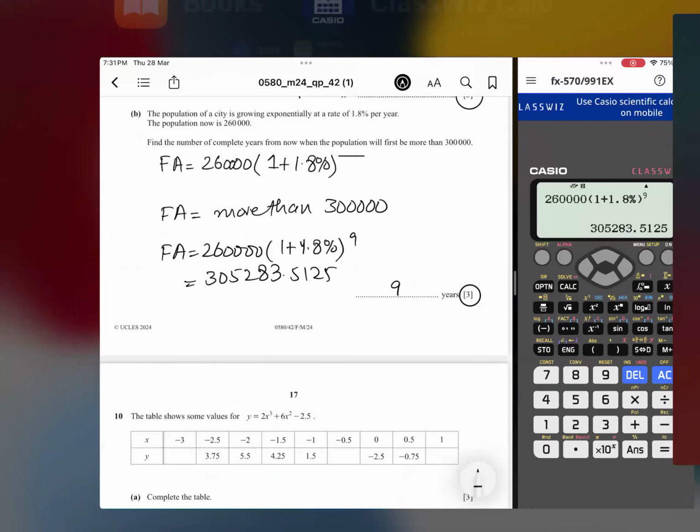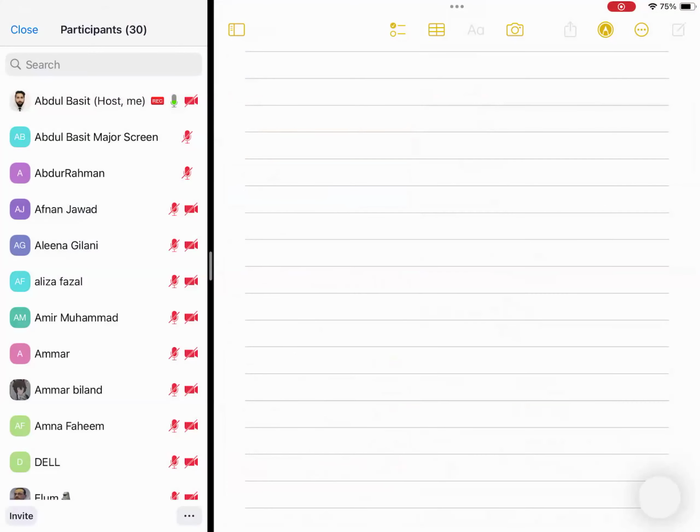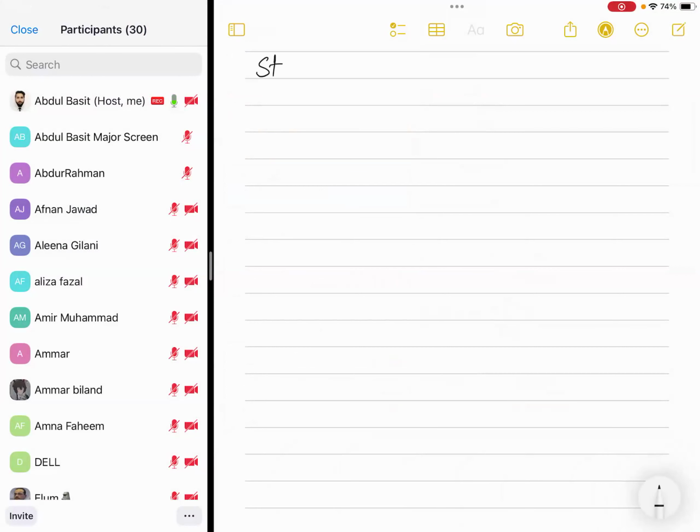So let's study. What are we going to do today? I'm going to revise statistics and probability because I want to dedicate at least 4 days to these two topics. First of all, let me give you a quick recap of what statistics is. Statistics has two portions: one is the easy portion and one is the harder portion.